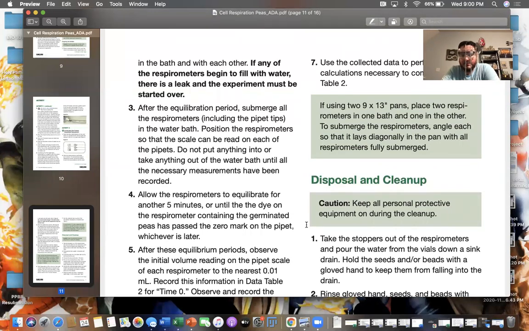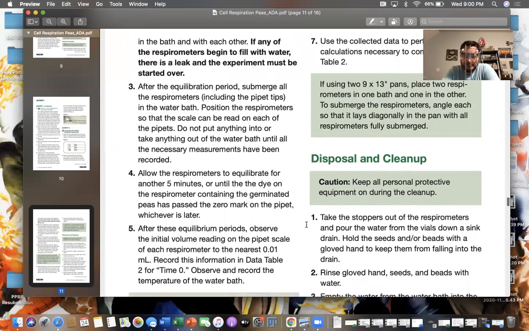Yes, which is why we check them all ahead of time, right? I love that they don't tell you that till now, after you've already filled them. Check them all ahead of time.